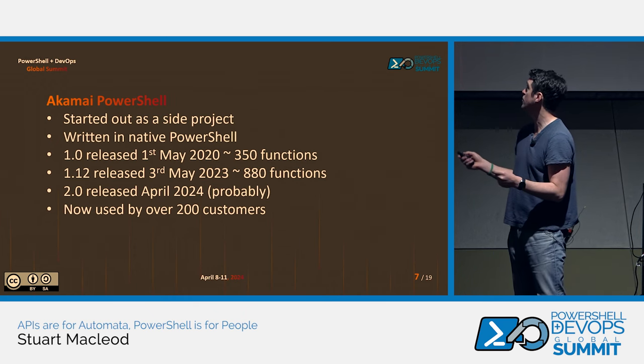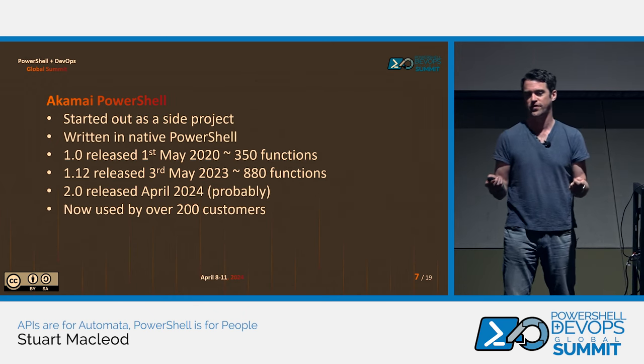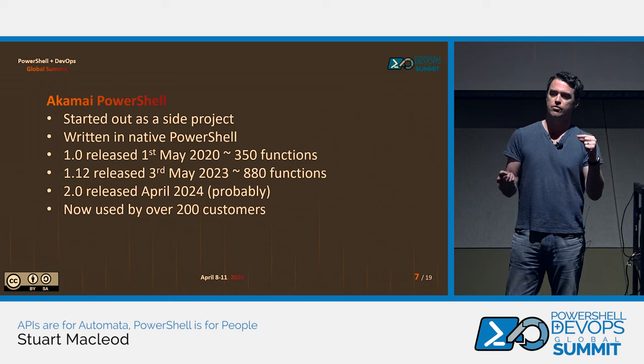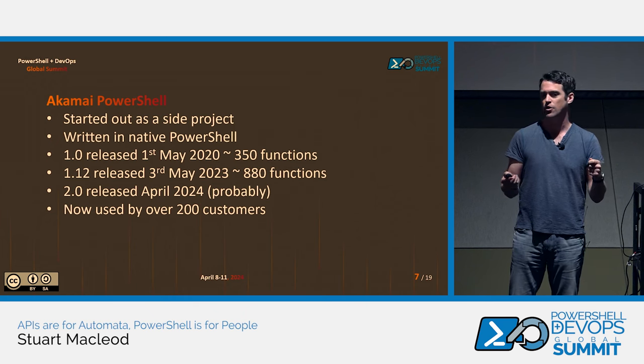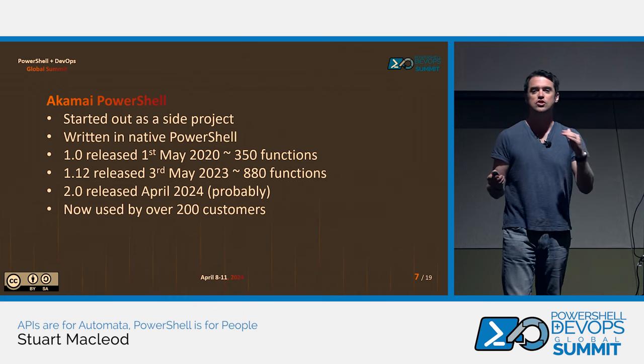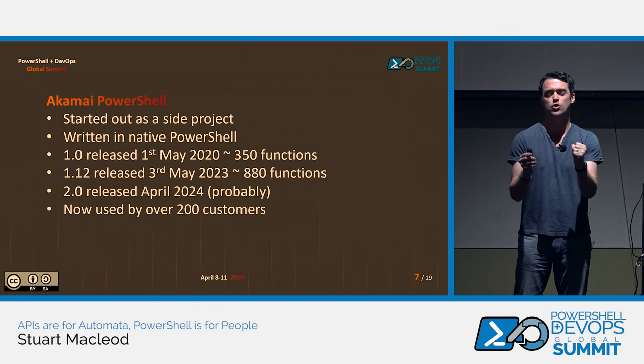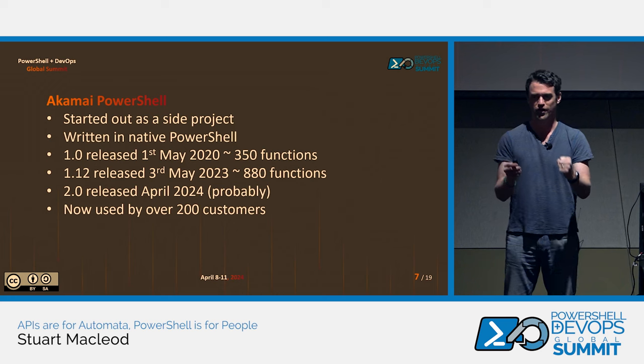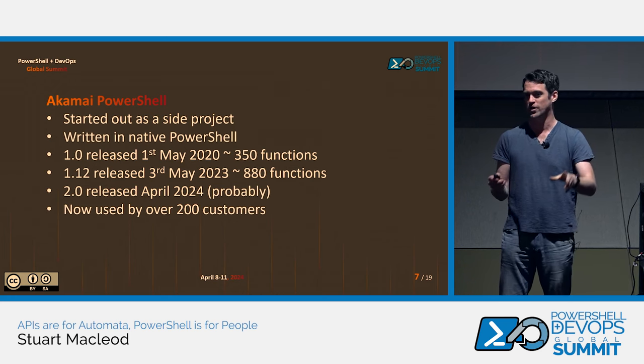We released version 1.0 in 2020 with about 350 functions. The most recent release was 1.12 last year, which has 880 functions. That becomes relevant. We're just about to release version 2. I almost released it yesterday. It got very close. But it'll hopefully be out this week or next week.